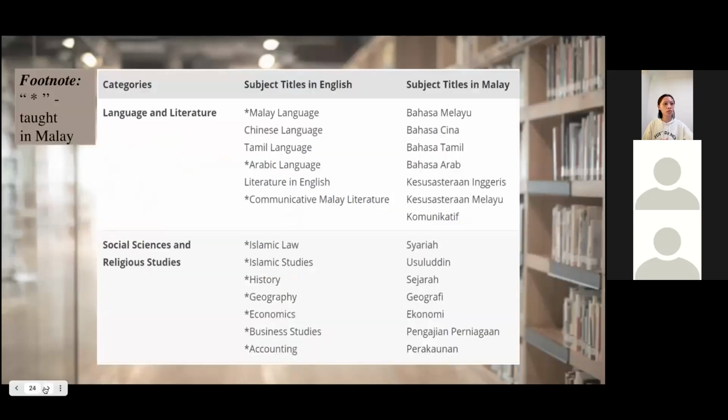Okay, so here are examples of the subjects that are being offered to the students who want to take STPM. For your information, the subjects that have a star in front are the subjects that are being taught in Malay, while the subjects that don't have any star in front are the subjects that are being taught in English.